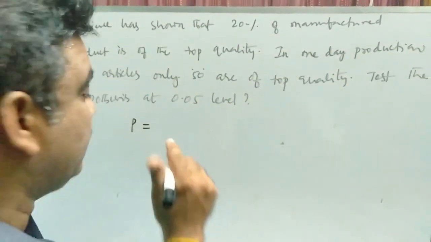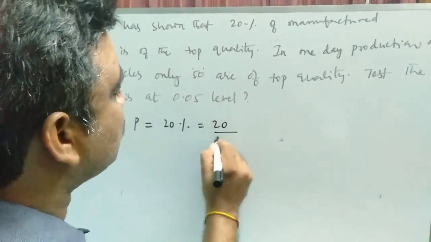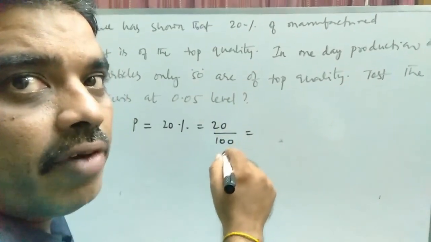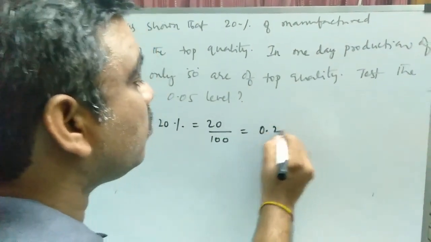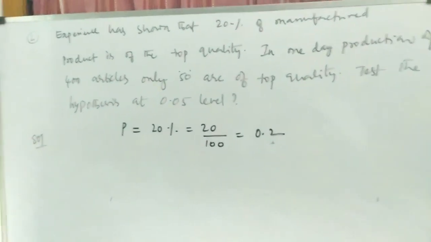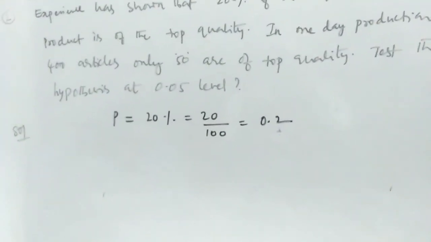చెప్తున్నారు, టాప్ క్వాలిటీ. సో P is equal to 20%, that is 20 by 100, that is equal to 1 by 5, that is equal to 0.2. Capital P is 0.2 and 20% of the total items is of top quality.